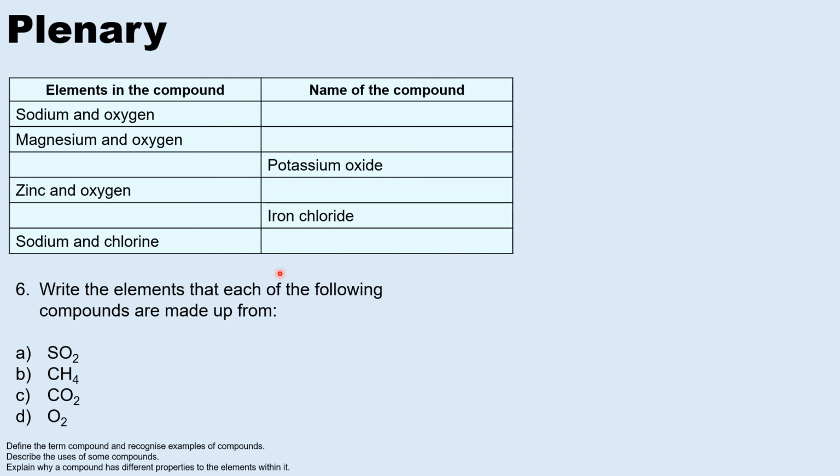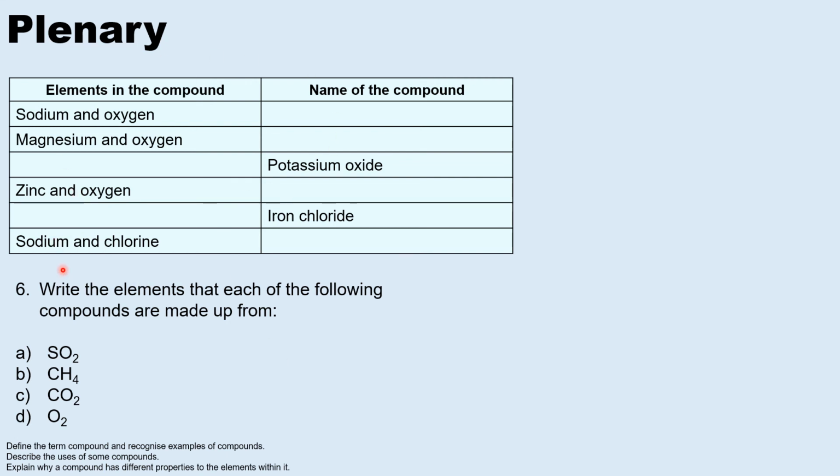And the final thing I want you to do is to have a look at this plenary. I want you to fill out this table. So you've got elements in the compound, which, for example, are sodium and oxygen. Then you need to name the compound. So here we have potassium oxide. So you name which elements make up this compound, and you'd put that in this box here. You've got magnesium and oxygen, so I'll give you that one. That was magnesium oxide. So that's an example of how to do that.